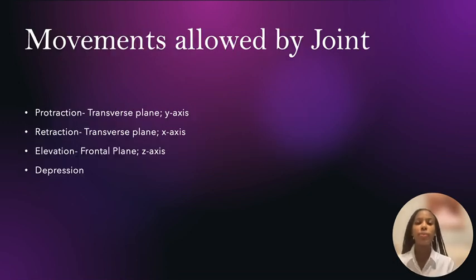Okay, so movements allowed by the joints are protraction, which happens in the transverse plane through the y-axis, retraction that also happens through the transverse plane but through the x-axis, elevation, which happens through the frontal plane and that is through the z-axis, and depression. So to show you, protraction goes forward, retraction goes backwards, elevation is the lifting up of the shoulders, and depression is going down with your shoulders.